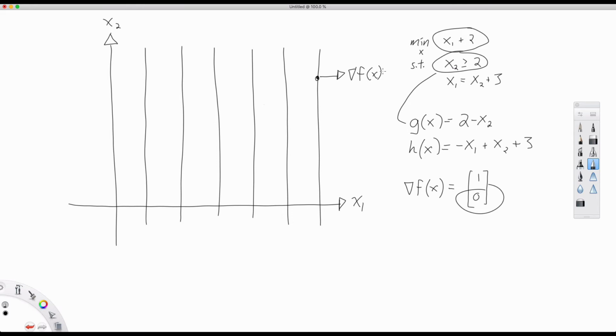Let's start to construct what the feasible domain is. First, let's have a look at the inequality constraint. This is easy enough to visualize. It simply says that x2 must be greater than 2. So all of the values above the line where x2 equals 2 are feasible with respect to this inequality constraint. All of the points below this line are infeasible.